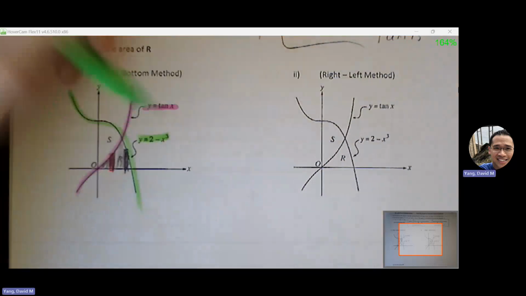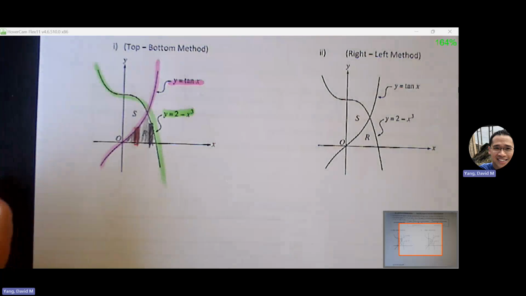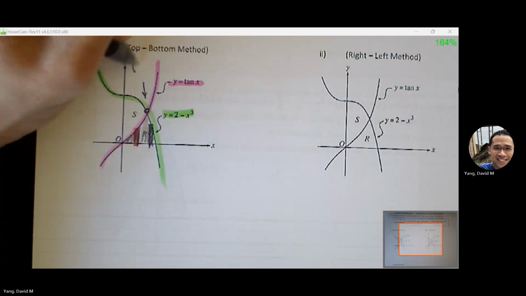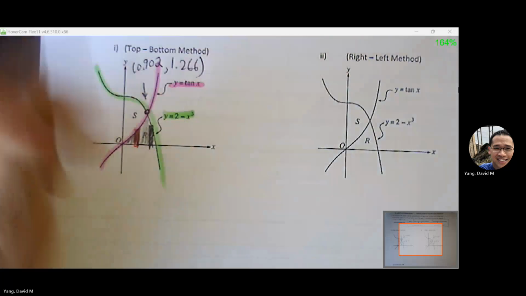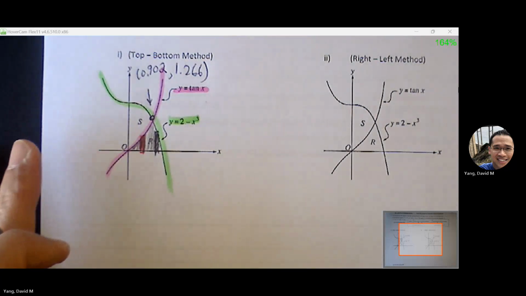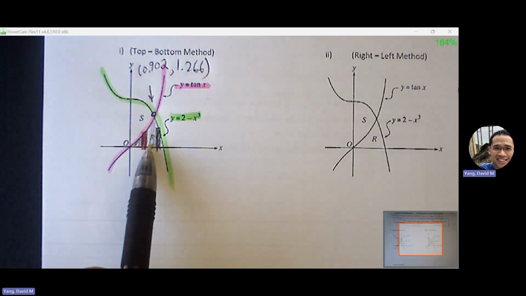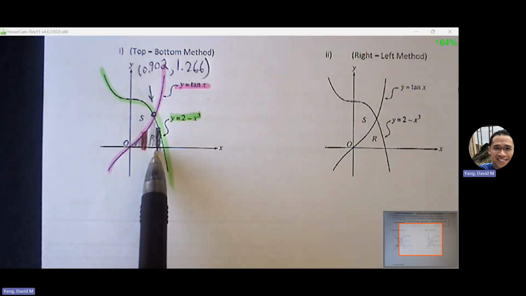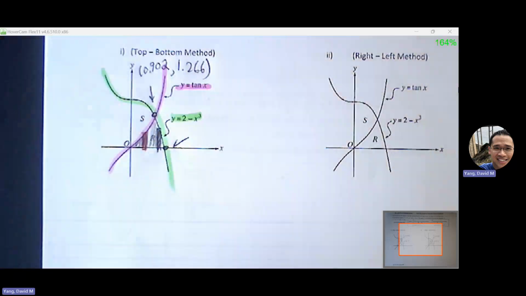But again, top minus bottom is still going to feel easier because you can rely on the original equations. There's no need to rewrite into a different form. We're still going to involve our intersection, so I'm going to write that intersection again. So we'll go from 0 until 0.902. That will take care of this region here. And then from 0.902 to wherever this x-intercept is will be the second region.